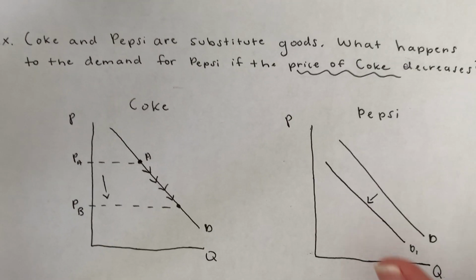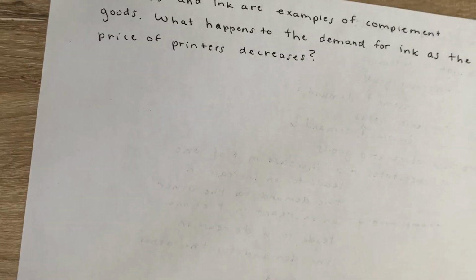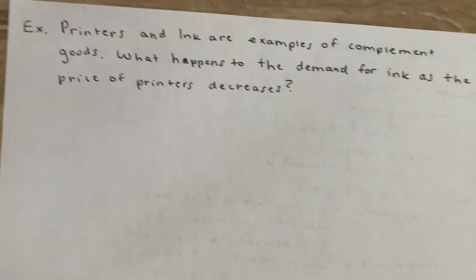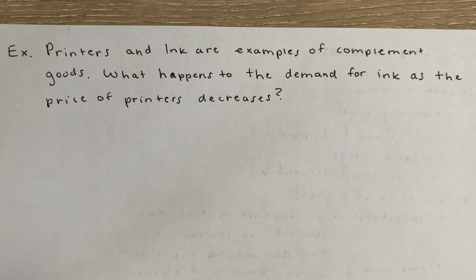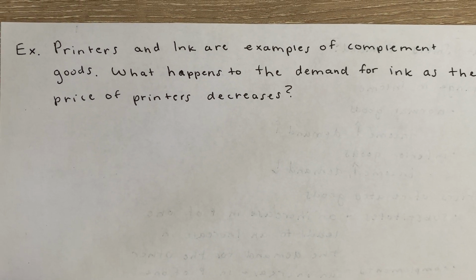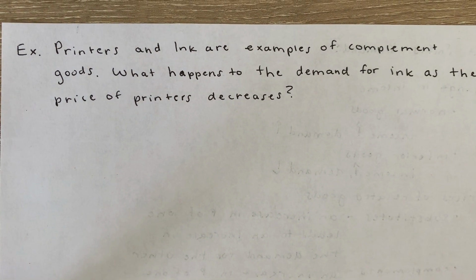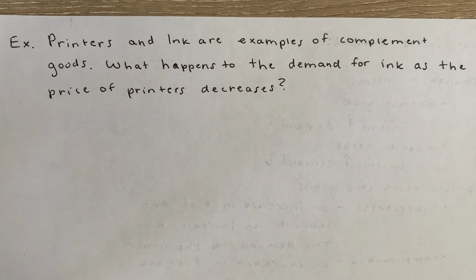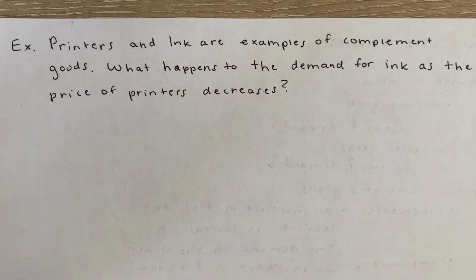Hopefully that makes sense. Let's look at another example using printers and ink as an example of complement goods. All right, so printers and ink are examples of complement goods. What happens to the demand for ink as the price of printers decreases?